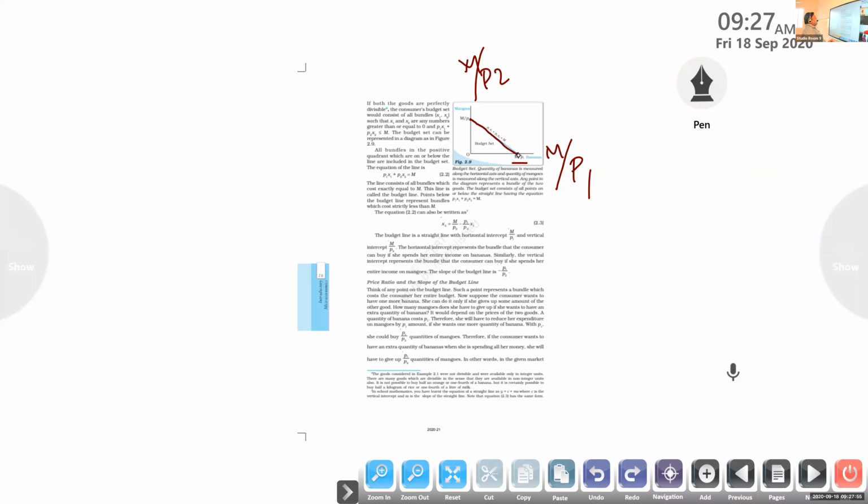So we made another formula here. You can see P1x1 plus P2x2 is equal to M, that we know here, and x2, the quantity of the second commodity, is always equal to M divided by P2 minus P1 by P2 into x1. So it's a simple calculation method. Already we discussed that.